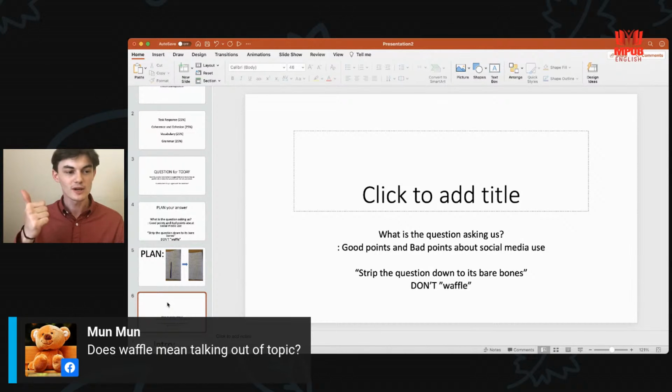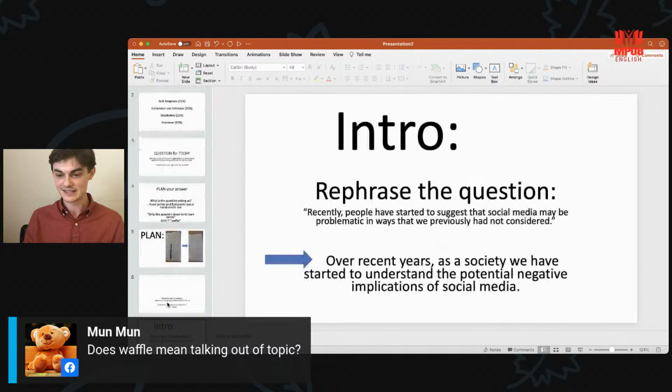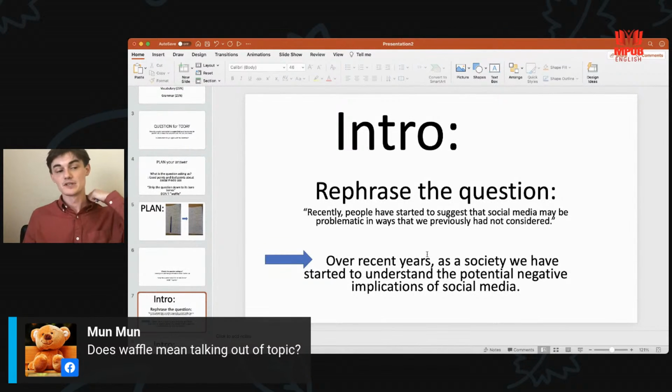But yeah, strip the question down to its bare bones and don't waffle. So hopefully you've learned some new phrases there as well. So in terms of the introduction, guys, there's quite a clear structure in how you might achieve a high band.